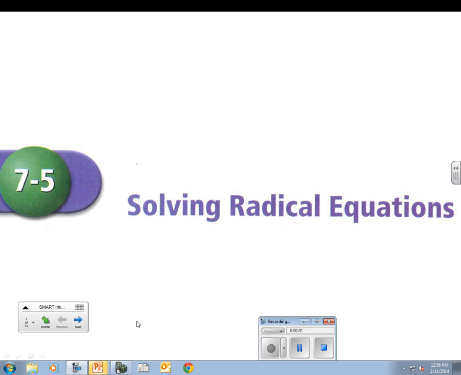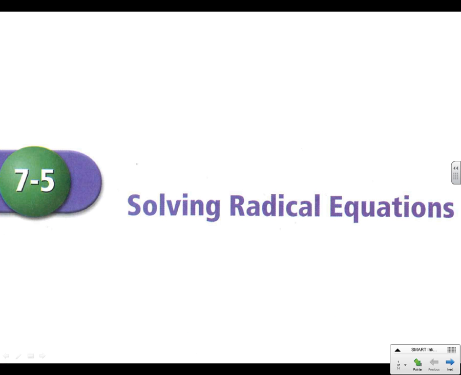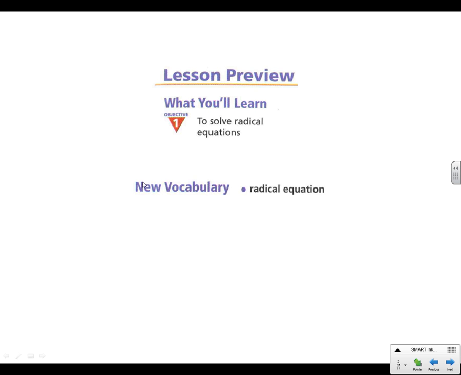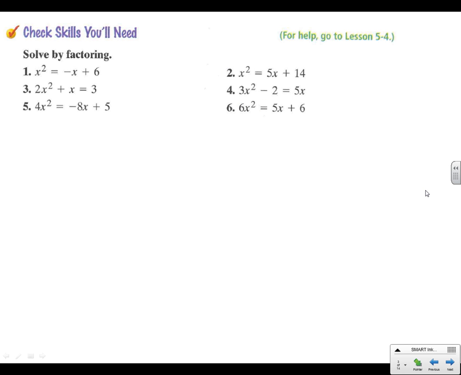All right, let's get started with 7.5, solving radical equations. That's all we have to learn, just one thing, solving radical equations, and so the only vocab is radical equation. But before we get to that, let's do some skills checks here.